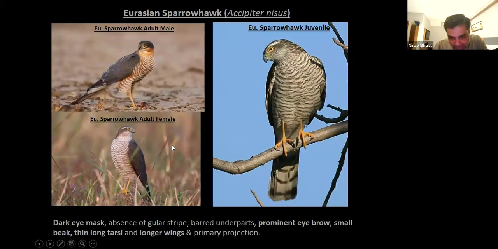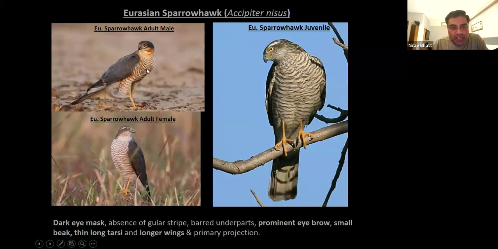Second, what we have to see is the prominent eyebrow in the females. Females have a prominent eyebrow. Even the juveniles have prominent eyebrows. Sometimes in males, it is not so prominent. Then the beak is very small compared to Shikra. And it has the longest wings of all the four that we are discussing right now. So the wing is very long, which is why the primary projection is longer when the wings are closed.